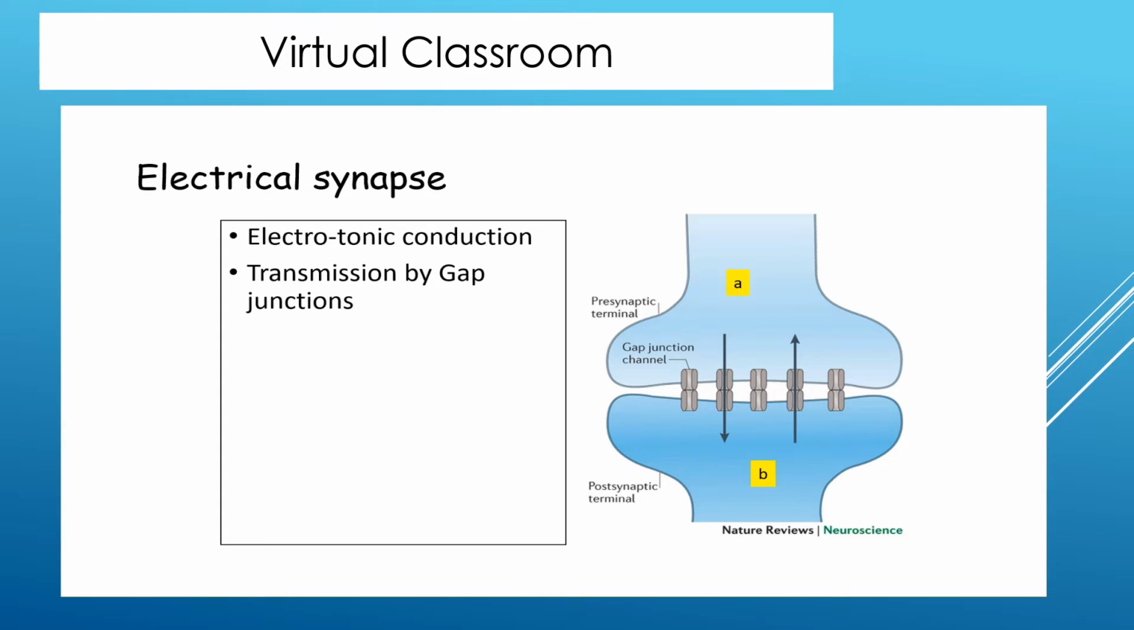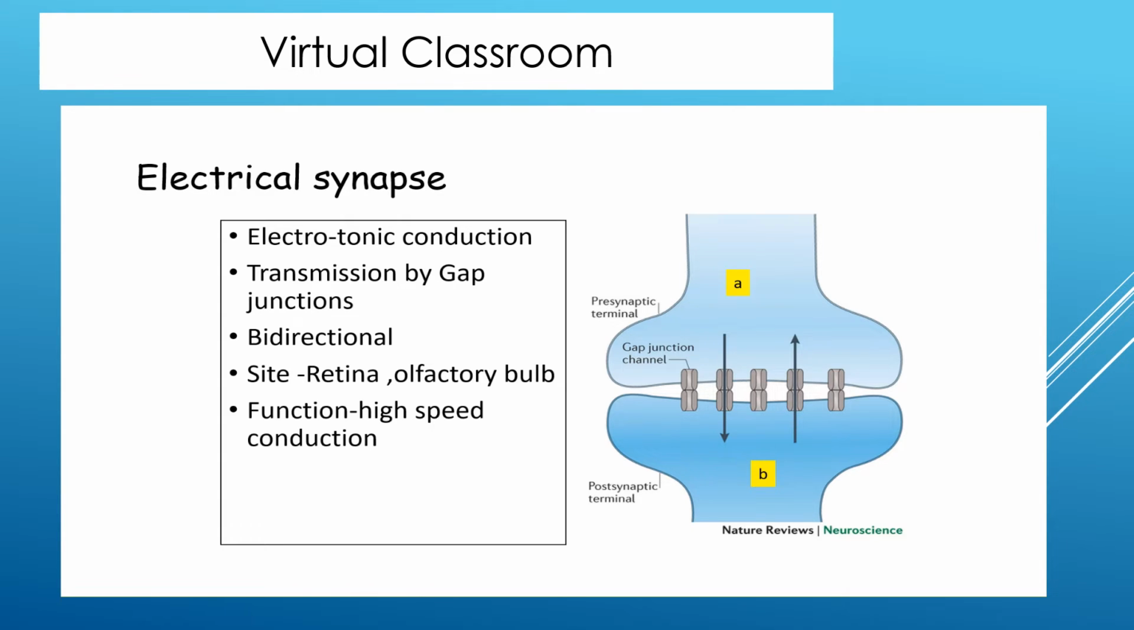So this type of conduction is also known by the name of electrotonic conduction, and this type is seen in cases of one cardiac muscle to another cardiac muscle. They are basically connected by these clusters of ion channels, and therefore they are bidirectional in nature. This is seen in the retina or even the olfactory bulb, and the connecting unit here is the connexon. This type of electrical synapse offers high speed conduction to the neuron.